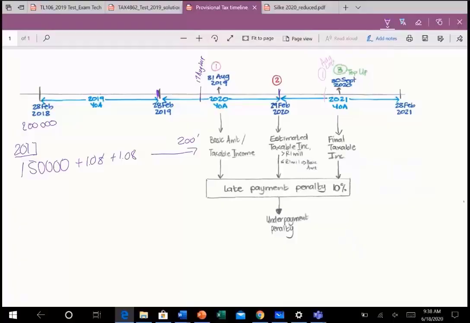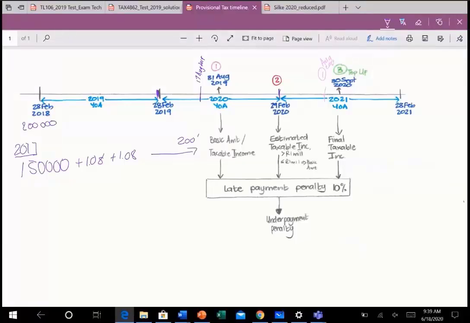Now this first provisional tax payment is only subject to a late payment penalty. What does that mean? It means that if I was supposed to pay 10,000 Rand on the 31st of August as my first provisional tax payment, and I miss that payment deadline and pay late, I am going to have to pay 11,000 Rand, being the 10,000 plus the 10% penalty. So that's a late payment penalty, but it is not subject to an underpayment penalty.